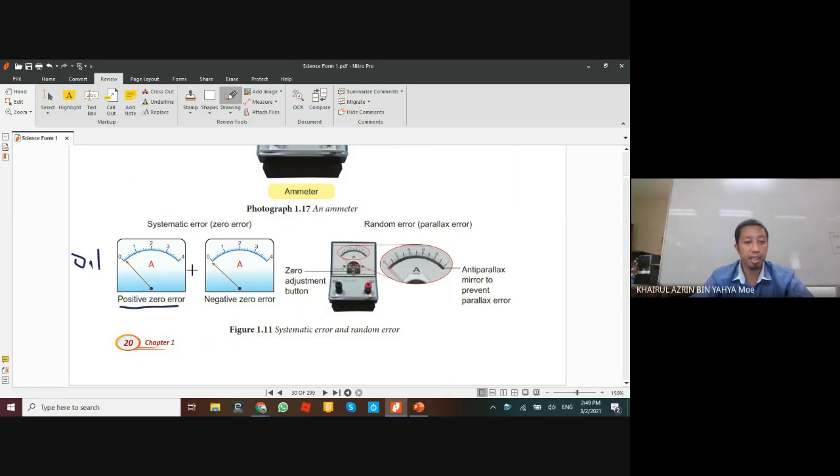Okay. However, we still can use this instrument to measure. We still can use it, but we need to make an adjustment, or we need to minus the error.